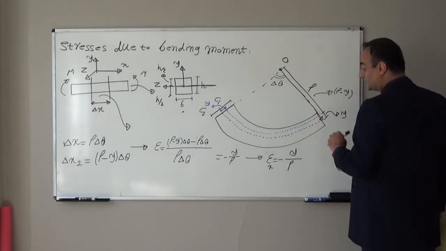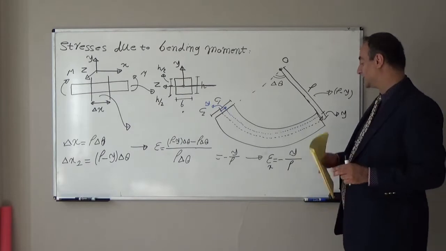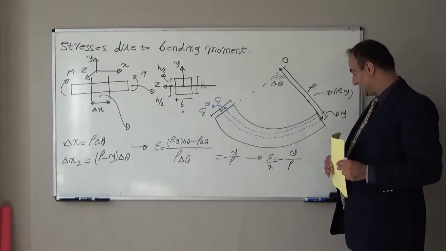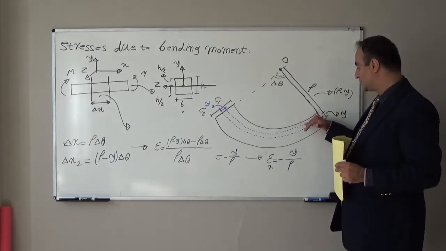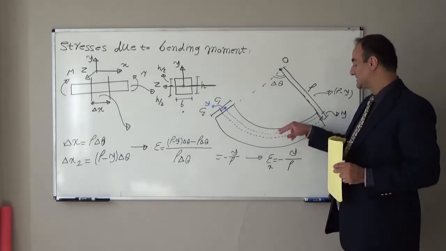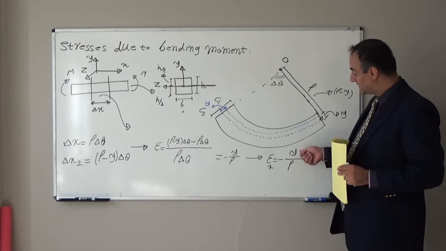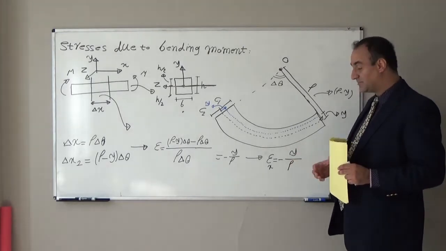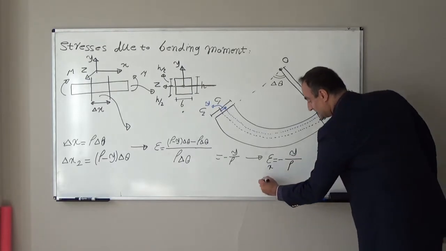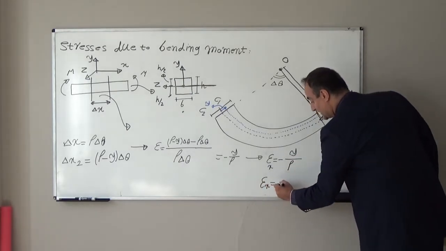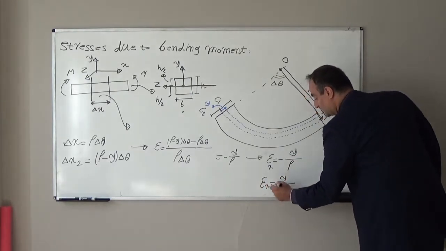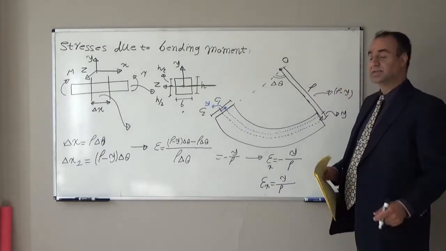So above the neutral axis location we have compressive strain. If we assume this blue line below the neutral axis location, then y will be negative, the negative will become positive, and epsilon x will be y over rho, which we call tensile strain.